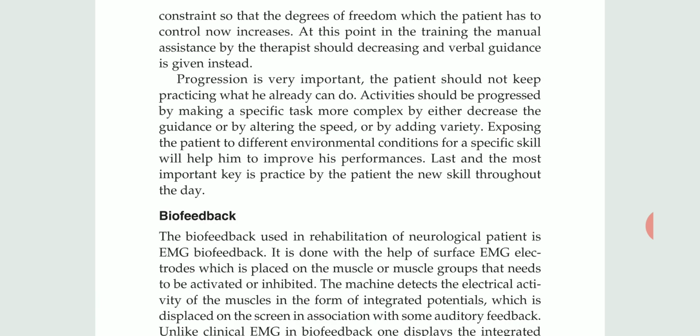Progression is very important. The patient should not keep practicing what he already can do. Activities should be progressed by making a specific task more complex, either by decreasing the guidance, altering the speed, or adding variety. Exposing the patient to different environmental conditions for a specific skill will help him to improve his performance. Last and the most important key is practice by the patient of the new skill throughout the day.